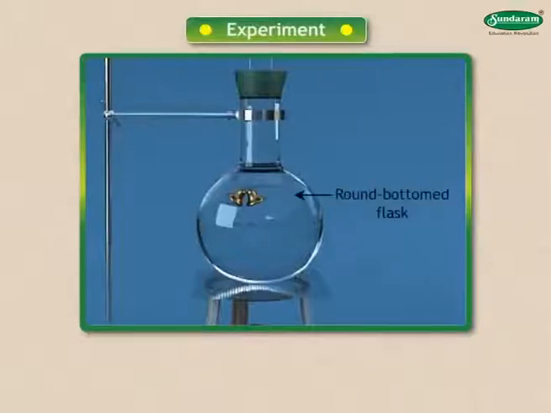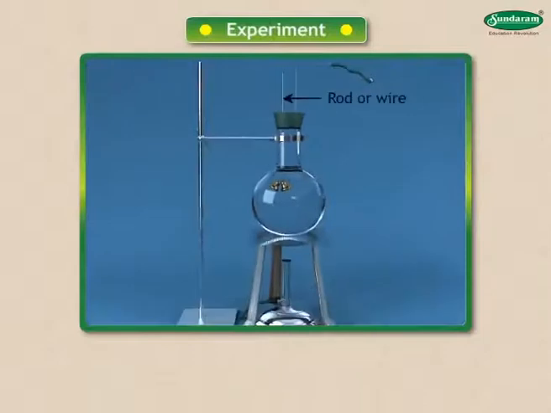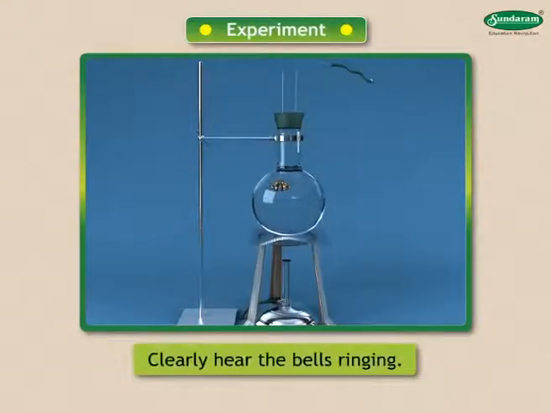Take a round-bottomed flask with some water in it. Take a 2-holed rubber stopper. Pass a glass rod or wire through one hole. Tie a bell to one end of the rod and fit the stopper to the flask with the bell inside the flask. Now, pass a glass tube through the other hole. Attach a piece of rubber tubing to its outer end. Fit it with a clamp and close it. Shake the flask. You will clearly hear the bell ringing.